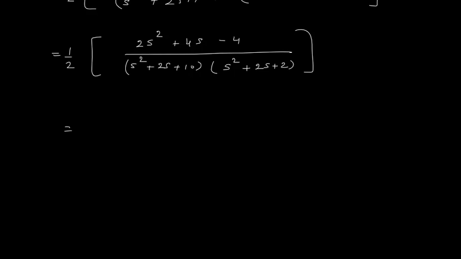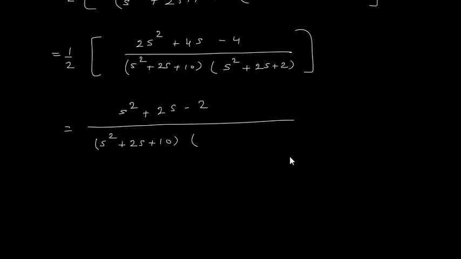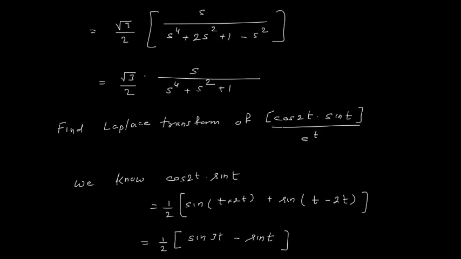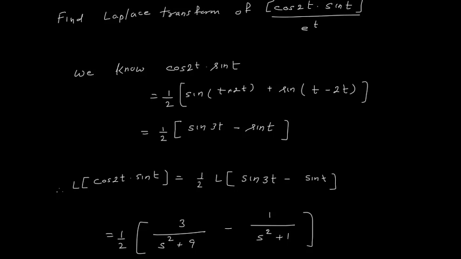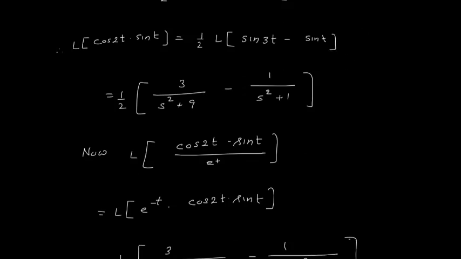So this I will get as s square plus 2s minus 2 upon s square plus 2s plus 10 into s square plus 2s plus 2. So this is our Laplace of cos 2t sin t upon e power t.